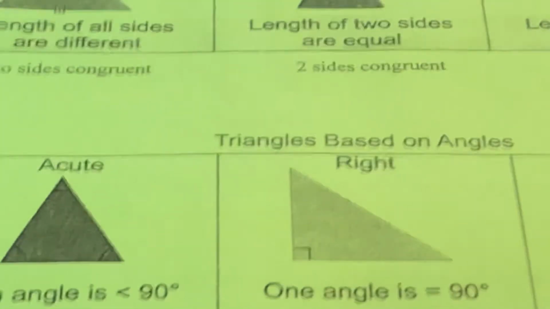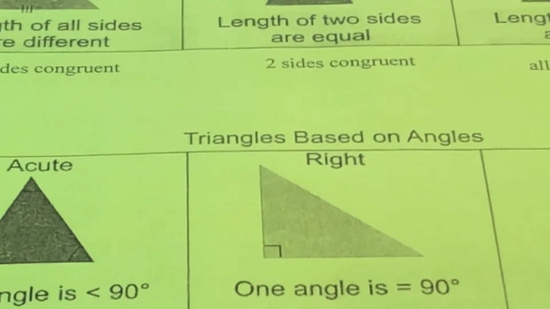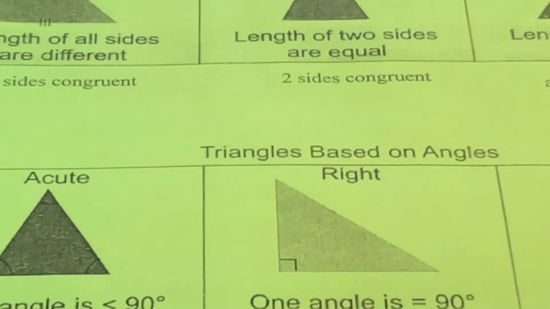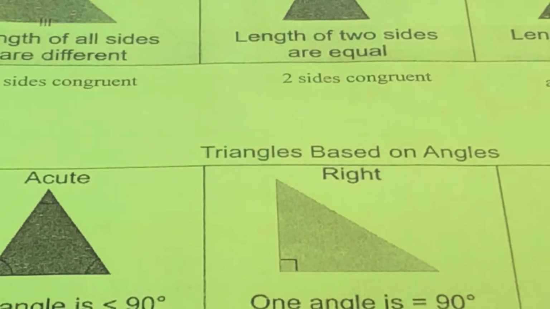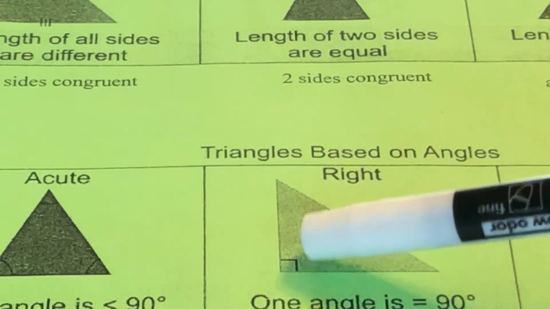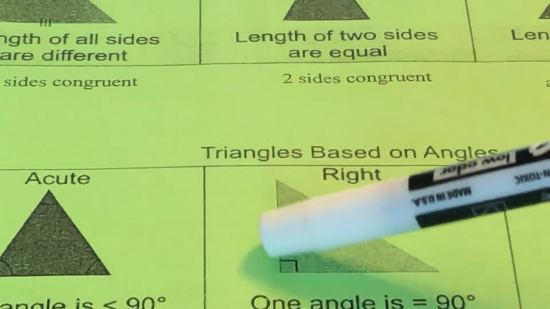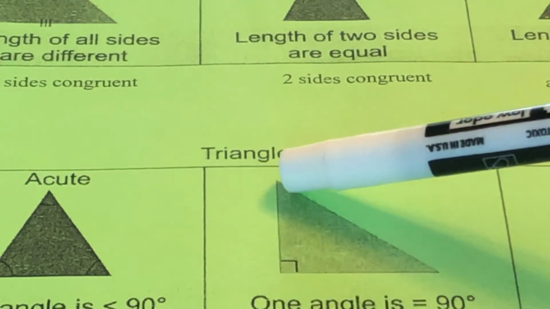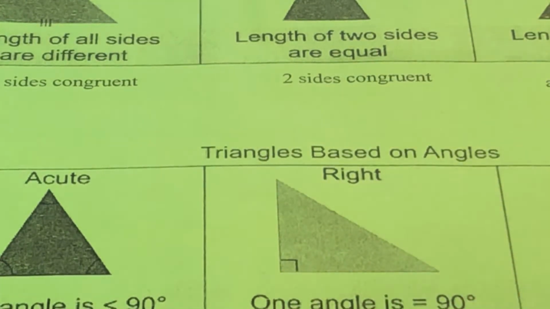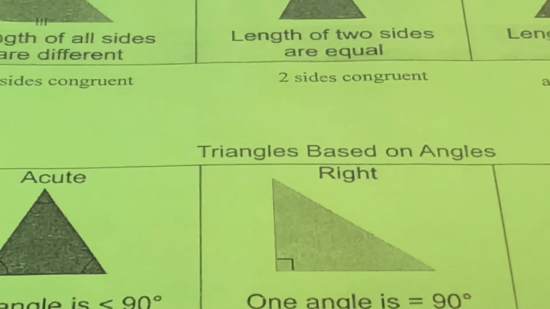If we look at a right triangle, it has one angle that is 90 degrees. Not all of them can be 90 degrees, but one of them is. And in this case, they even gave you the indicator that shows you it's a right angle. You can see the perfect L there, which we know indicates a right angle. And that one's called a right triangle.